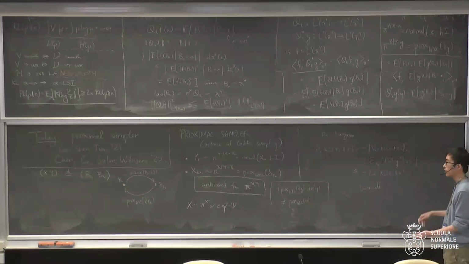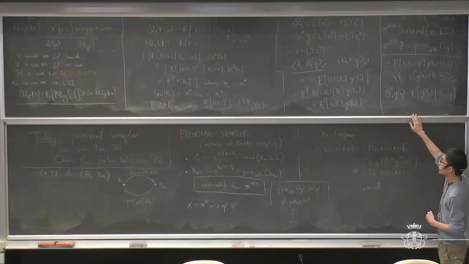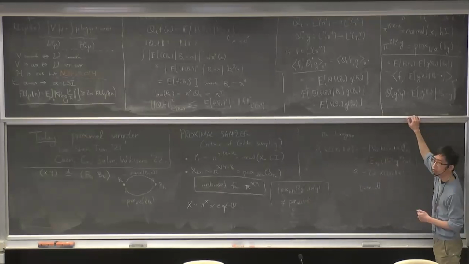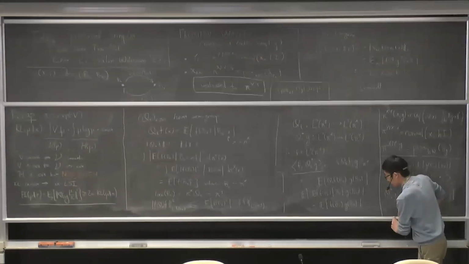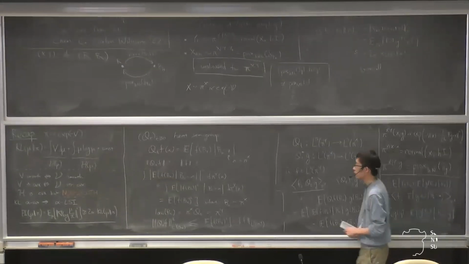Okay, so the point is that in order to prove a KL convergence for the proximal sampler under a log Sobolev inequality, we're going to want to do some kind of differentiation of the KL divergence, like here. But we're going to need a few preliminary facts.